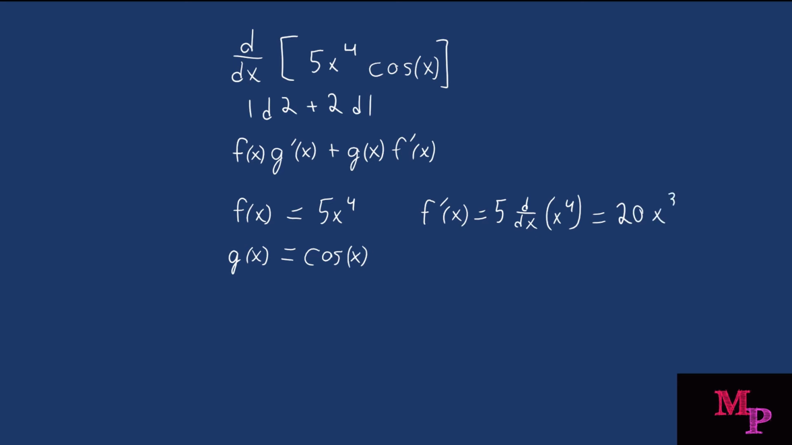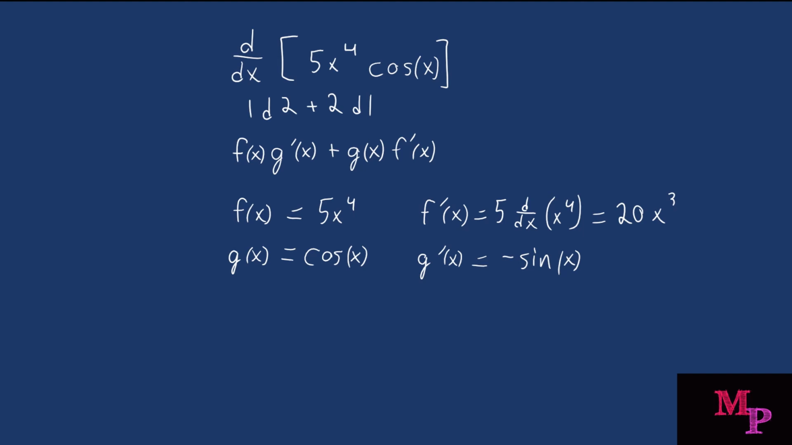Now let's take the derivative of your second function. So the derivative of cosine is just negative sine, and that's just something you have to memorize. And now that we got all of our functions for the equation, we could go ahead and plug it in.